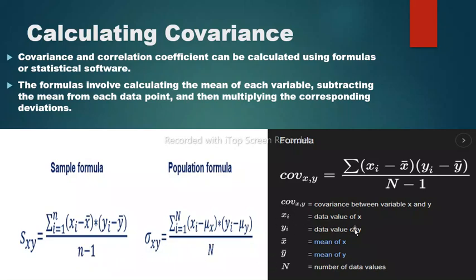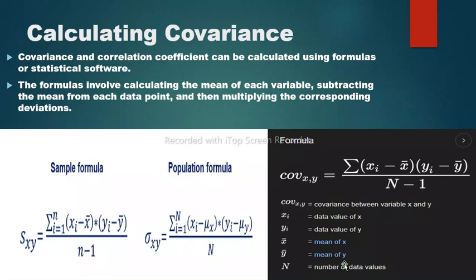Xi is the data value of x and yi is the data value of y. X bar is the mean of x and y bar is the mean of y. So covariance and correlation coefficient can be computed manually using mathematical formulas, but it can be tedious for large data sets. Statistical software packages offer convenient ways to calculate these values.